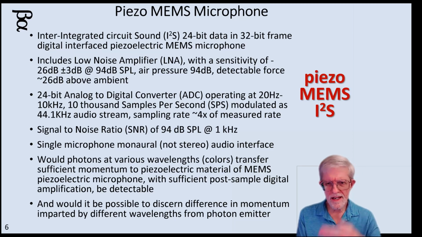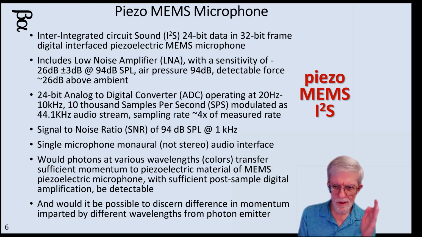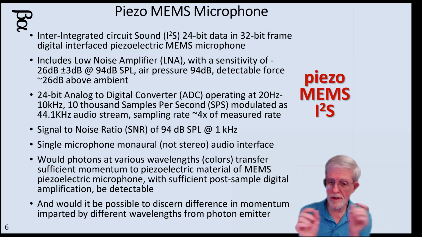But the way it converts the electrical voltage into a digital signal is by use of an analog to digital converter. And it does this over a range from 20 times a second, 20 hertz, up to 10,000 times a second, or 10 kilohertz. And it does this on a 44.1 kilohertz audio stream, which is normal audio on a computer, 44 kilohertz. It's a very noise-free processing system, 94 decibels. It's a single microphone, so it doesn't do stereo. If you want to do stereo, you get 2 chips.